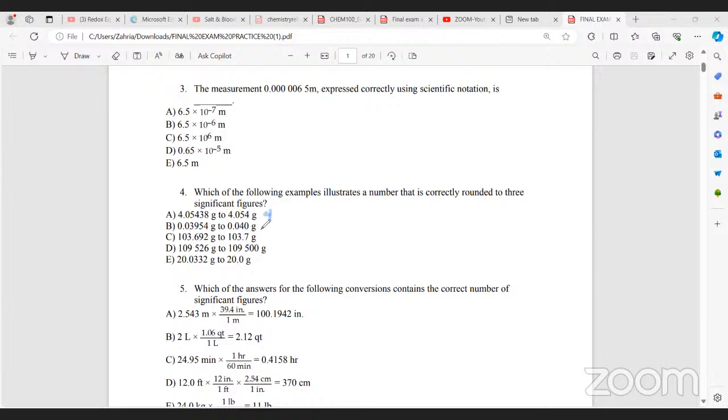If we look at the second one, letter B, these two numbers here, the 4 and the 0, only give us two significant digits. The 0 that comes before the 4 does not count. Only the 4 and then any numbers that come after it do. 103.7 also has four significant digits. 109,500 gives us six significant digits. So the only answer that has three significant digits is the 20.0.